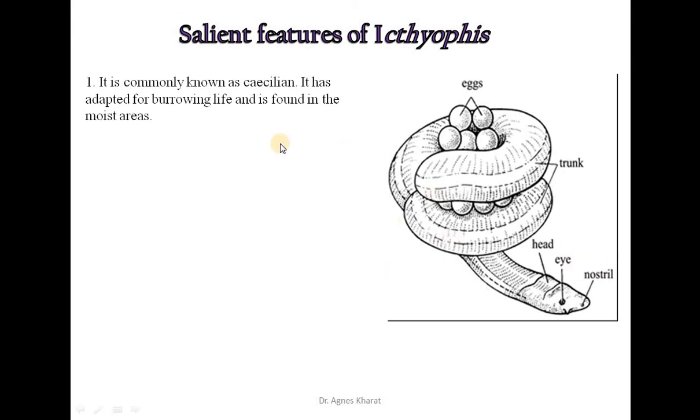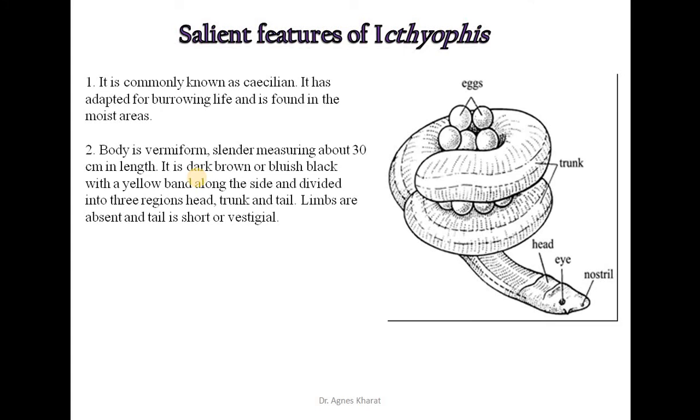Ichthyophis is commonly known as Caecilian. It has adapted for burrowing life and is found in the moist areas. Body is vermiform, slender, measuring about 30 cm in length. It is dark brown or bluish black with yellow band along the side and divided into three regions: head, trunk and tail. Limbs are absent and tail is short or vestigial.